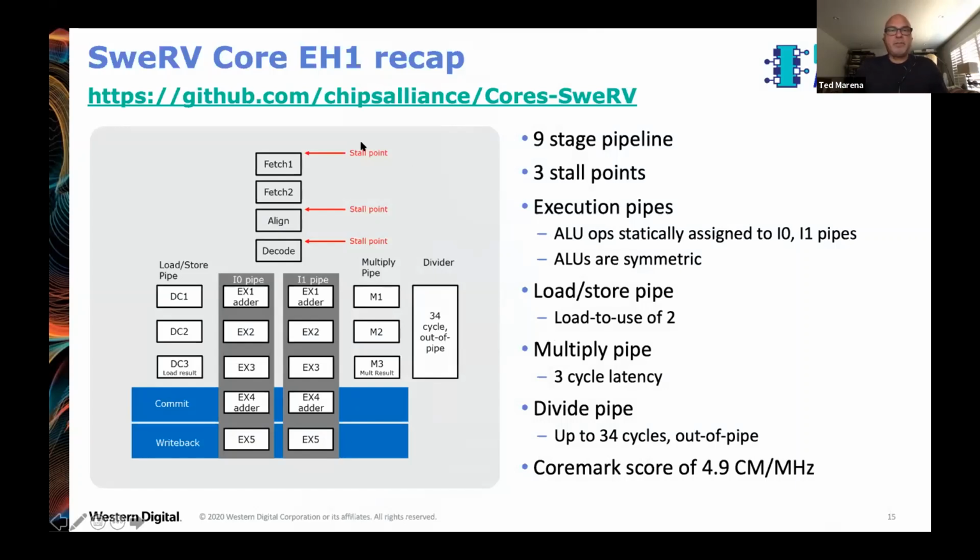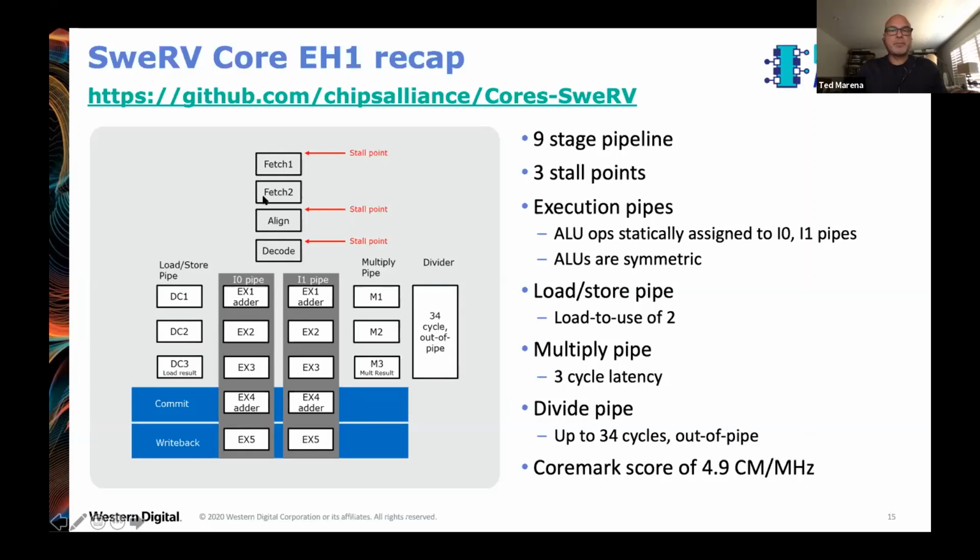First of all, I'm going to start from the bottom here. This architecture scores 4.9 CoreMarks per megahertz. So we have it implemented in FPGAs. We actually did make a public statement that we had taped out the first SoC that's going to be used internally with the EH1. So that was something we had talked about.